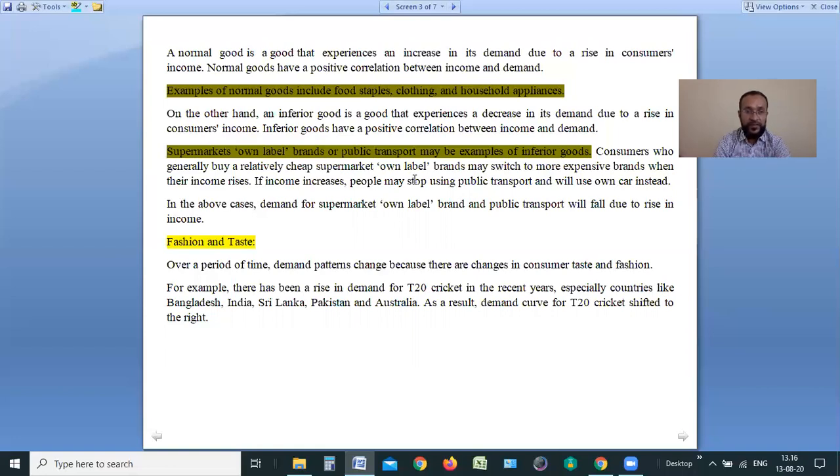Now come to fashion and taste. How will fashion and taste affect the demand curve to shift to the right or left? Over a period of time, demand patterns change because there are changes in consumer taste and fashion. For example, there has been a rise in demand for T20 cricket in recent years, especially in countries like Bangladesh, India, Sri Lanka, Pakistan, and Australia. As a result, the demand curve for T20 cricket shifted to the right.